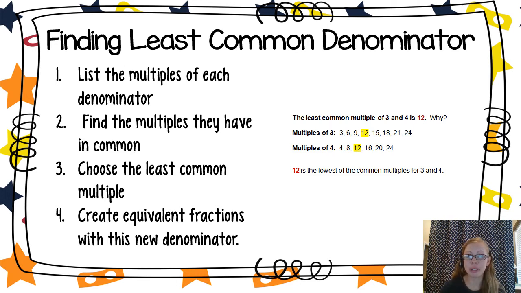So I have some multiples for 3 and 4 listed here below. Once you list the multiples for both numbers, you start to look for the ones they have in common. So in this example, we see they have 12 in common. They also have 24 in common, but we want to use the least common. That means the lowest possible one, which is 12 in this case. So we will then make equivalent fractions with those new denominators. Let's look at that step in action here.